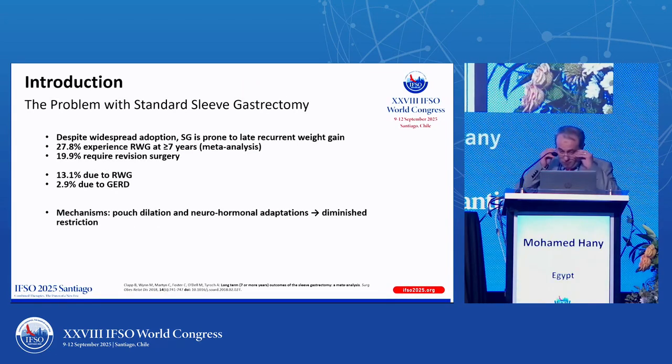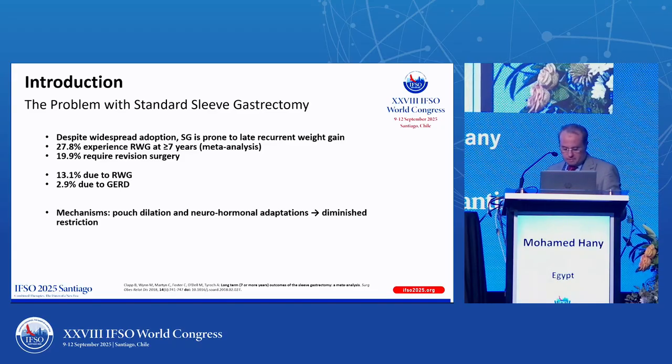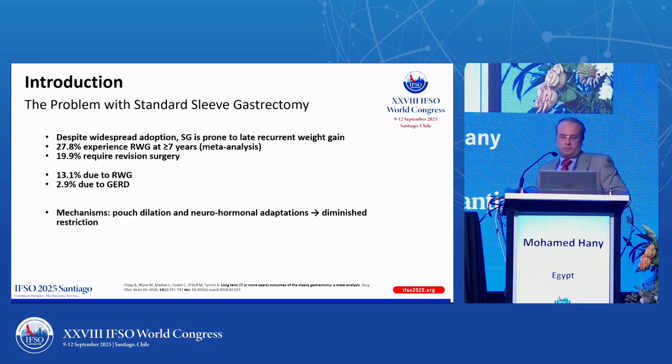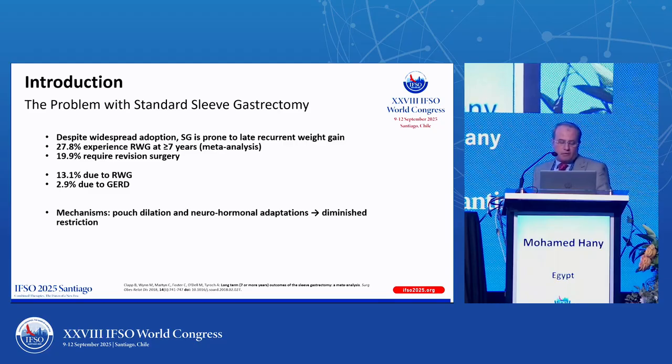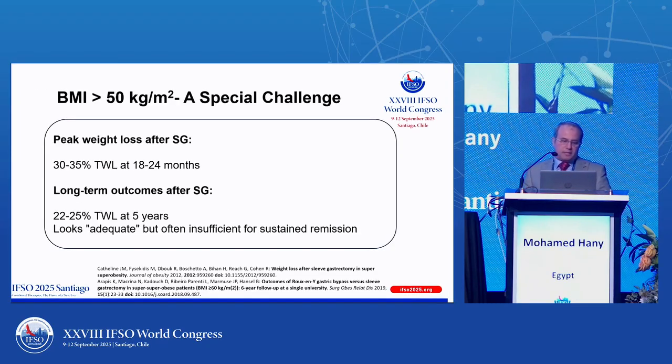Dear colleagues, we all know that the sleeve gastrectomy is the most commonly performed procedure due to simplicity and good midterm outcomes. But we have seen concerning long-term outcomes. One of the meta-analyses that analyzed patients with more than 7 years of follow-up found that over a quarter of the patients have recurrent weight gain, and nearly 20% of them require revision surgery due to pouch dilatation and neurohormonal adaptation.